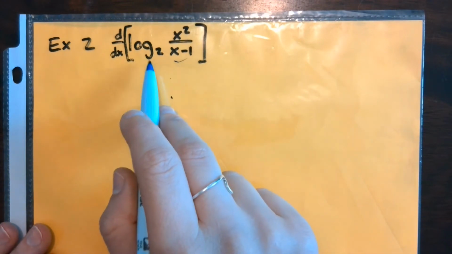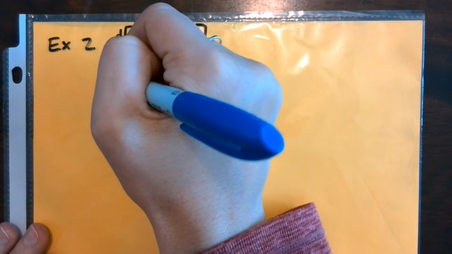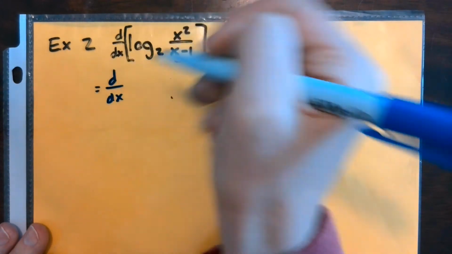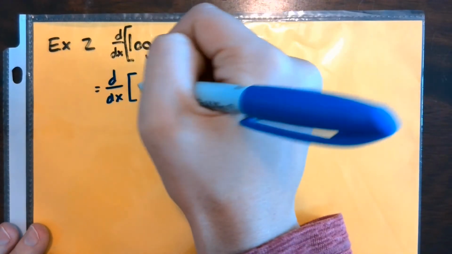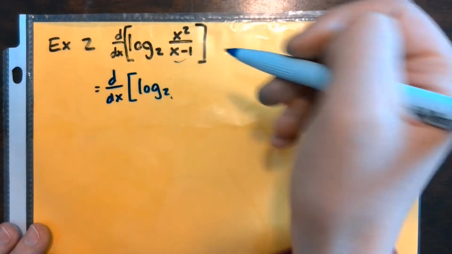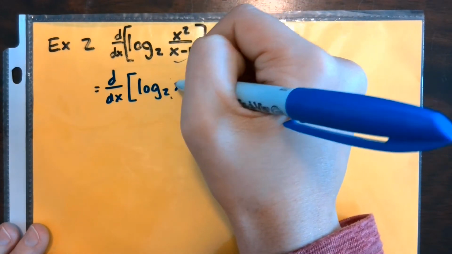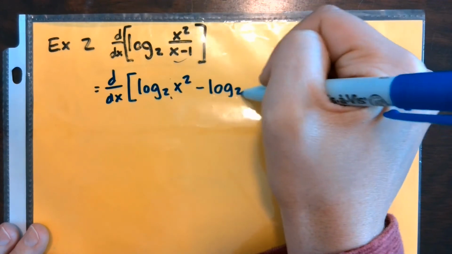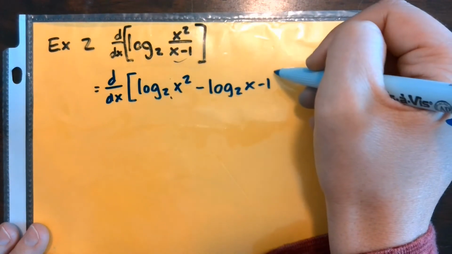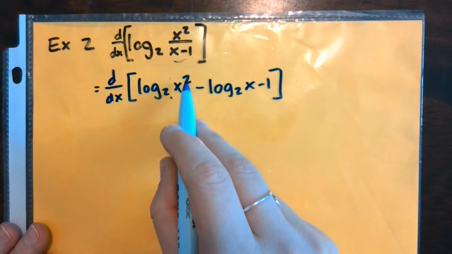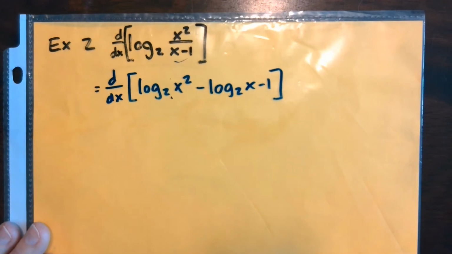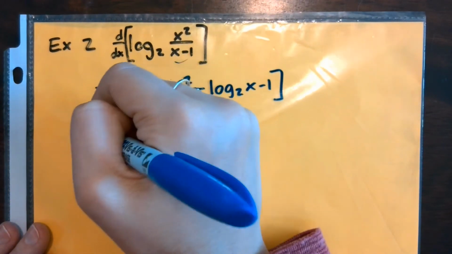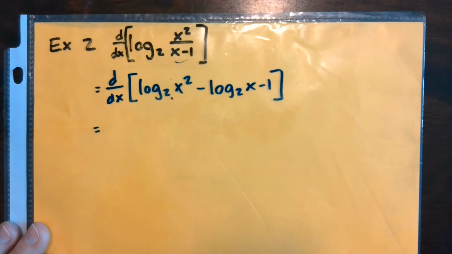So something we're recalling about logs is that we are allowed to expand them if they have that multiplication or division in the argument. So since I have division here, I'm going to expand it into log base 2 of x squared minus log base 2 of x minus 1. And with this first one, we could move the 2 out front, but it's not really going to be any more simple that way, so I'm just going to leave it.